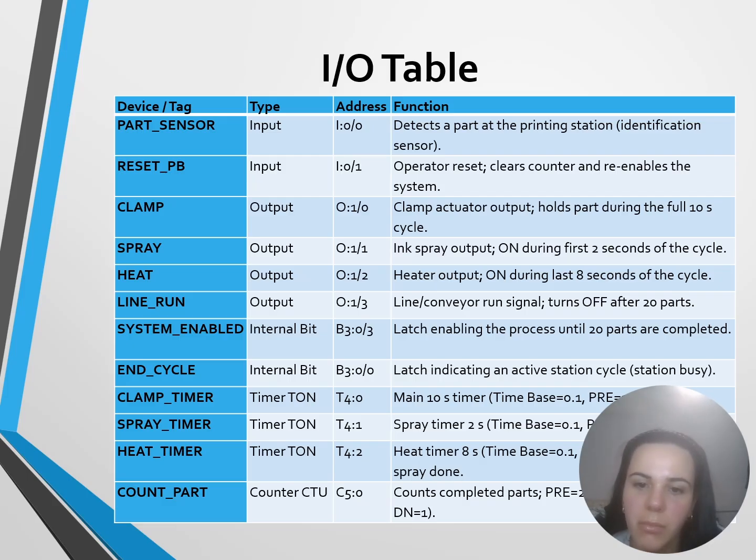Then the line runs the conveyor, and it turns off after 20 parts are processed. The system enable is an internal bit that enables the process to complete 20 parts, and then the end of the cycle indicates, after running the 20 parts, an active station cycle. Then the clamp timer goes for 10 seconds. The spray timer has 2 seconds. The heat timer has 8 seconds. And then the counter counts the parts to ensure that you completed the 20 parts.